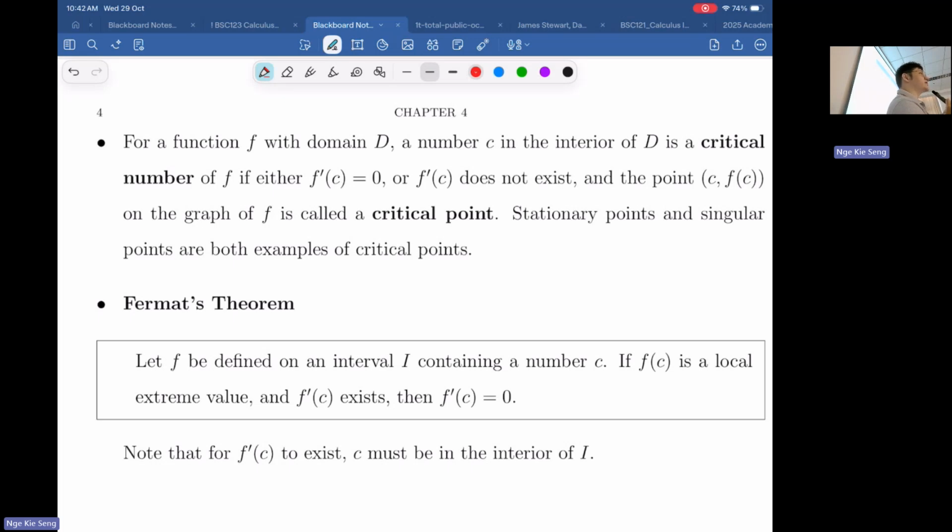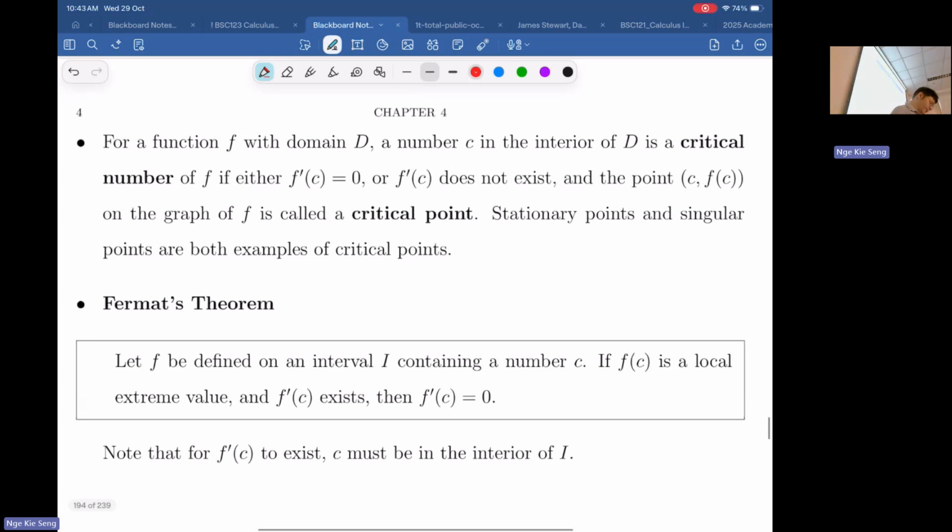So critical has a few meanings. It's like a very important thing. In Chinese maybe we say 关键, right? Important. Okay, 关键. So these are the points that are very important. We call it critical. So what are these points? These are the stationary points and singular points. Although you might think that the point is not moving, or the derivative doesn't exist, these are very important points.